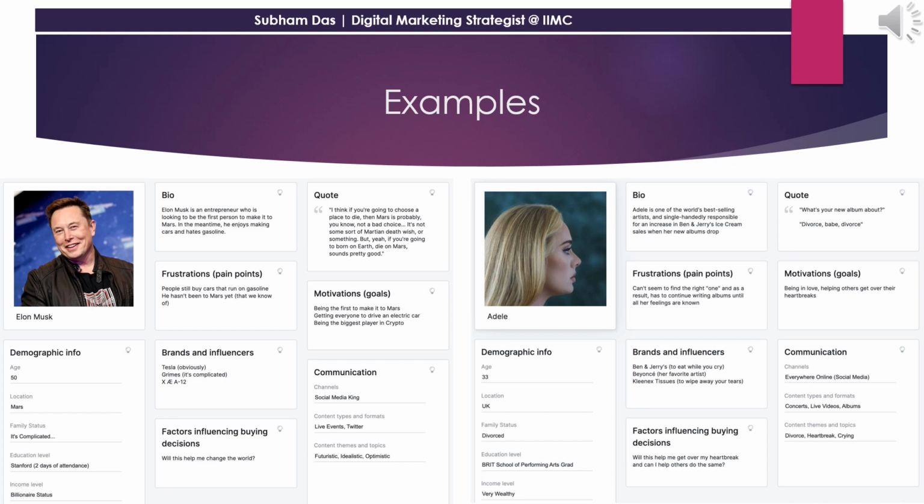The more you filter, the better the personas will be. So, better marketing activity, better targeting would be there. I have shown you two examples. You can make the buyer persona yourself.